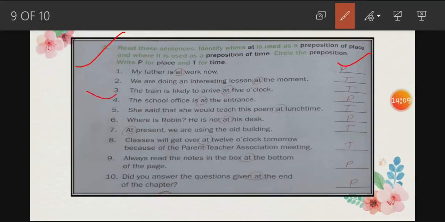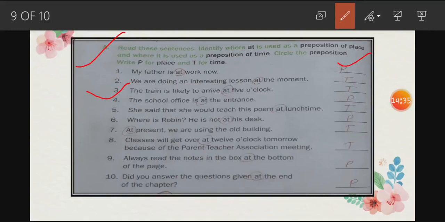Number 3. The train is likely to arrive at 5 o'clock. Again, we have learned about it. At 5 o'clock means exactly at 5. Exactly. Not 5:05, not 5:30, not 5:20. It's exactly 5 o'clock.